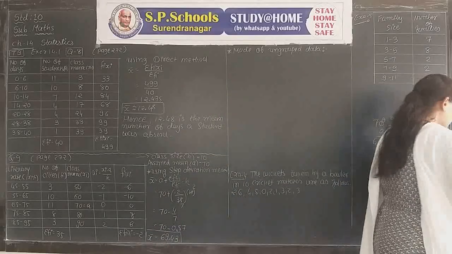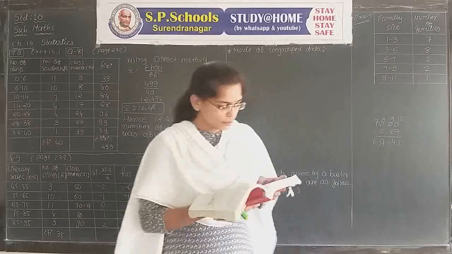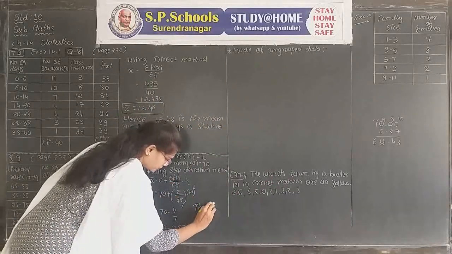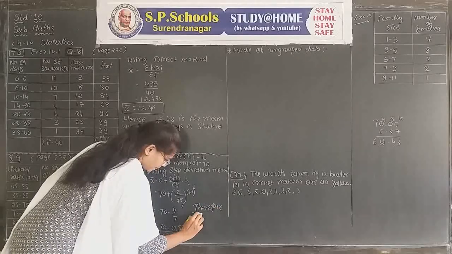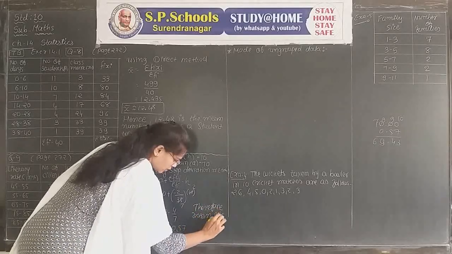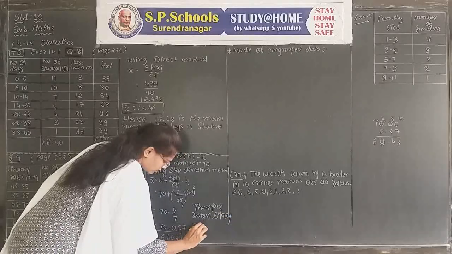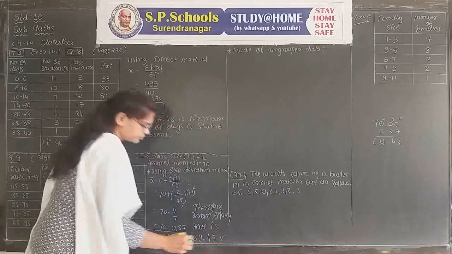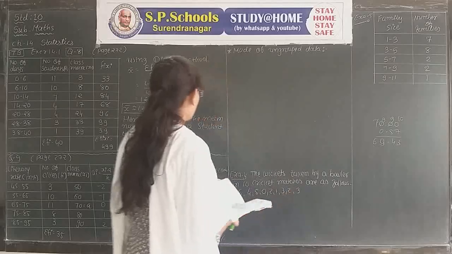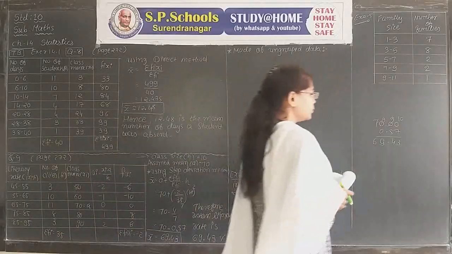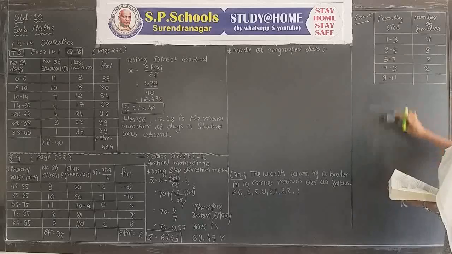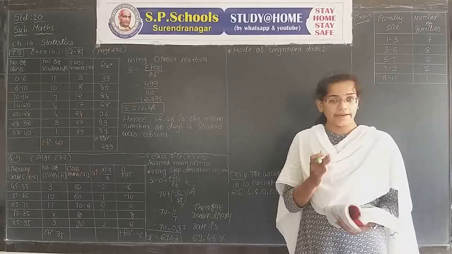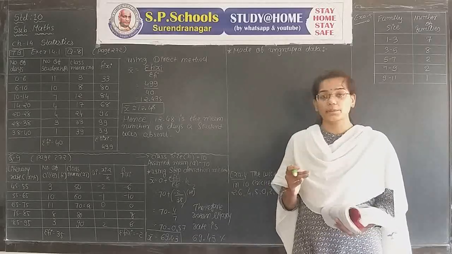It is the mean. The mean literacy rate is 69.43%. Therefore, the mean literacy rate is 69.43%. Hence our exercise 14.1 is completed. Till this point, the mean of grouped data and the mean of ungrouped data is completed.